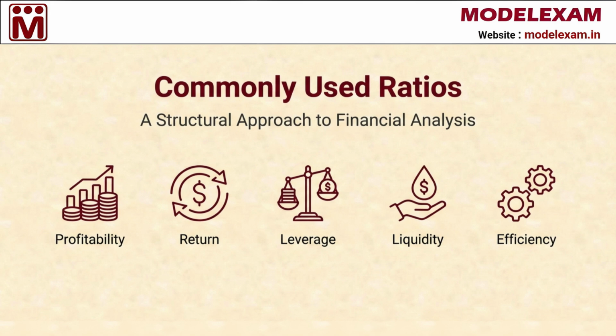In this video, we will look at commonly used ratios. When you look at a company's financial statements, you see a lot of raw numbers. But to really understand the health of the business, we need to categorize these numbers into 5 key buckets. We look at profitability, return, leverage, liquidity, and efficiency. These are the tools that help us translate data into insights.